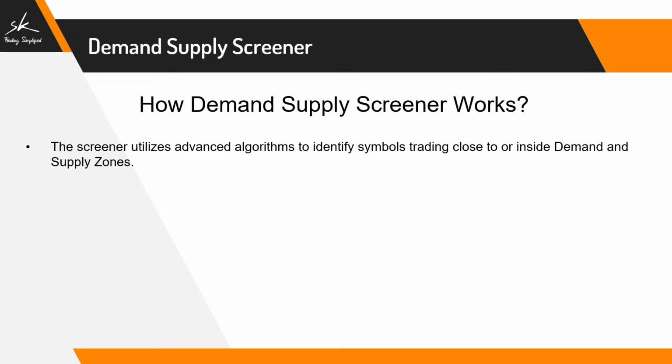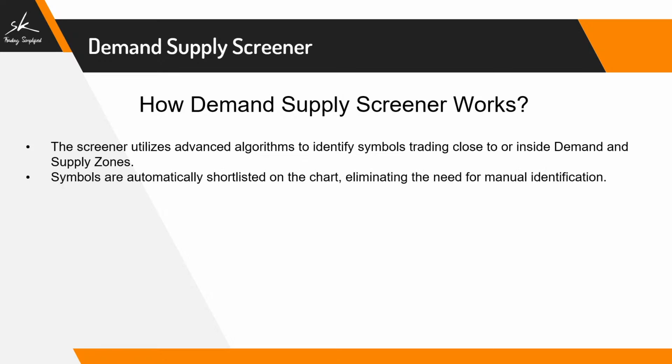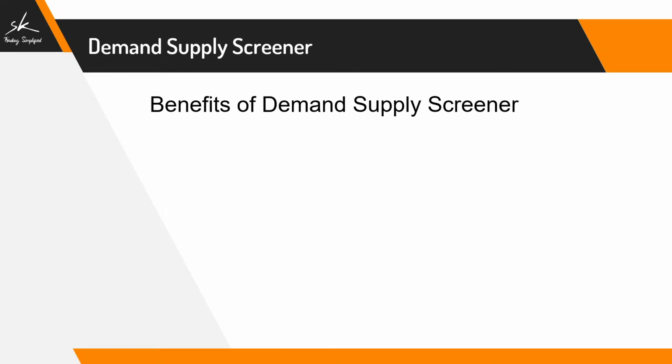So how does the screener work? The screener utilizes an advanced algorithm to identify symbols that are trading close to or maybe inside demand and supply areas. And the symbols are automatically shortlisted on the charts, eliminating your need to manually identify. So what used to happen was, before the screener was there, we would manually go through each and every stock to identify where we are closer to demand and supply areas. Now this process can be automated.